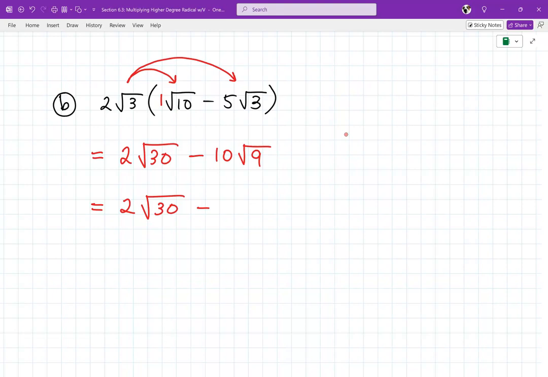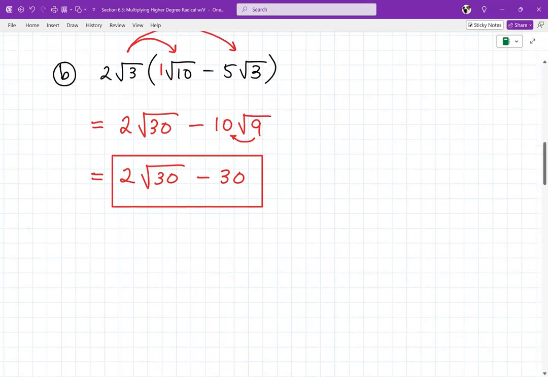Minus. Now, square root of 9, I know that. What's the square root of 9? 3. So that comes out. That becomes 30. And my answer is done. I do not combine 2 radical 30 minus 30. You cannot subtract them because they're not the same radicals. Now, if the 30 was a square root of 30, then yeah, I can combine those. But I don't need to do that. I'm done. Like I said, multiplication is way easier than division. Not that division is crazy difficult, but there's this thing called conjugates, which we'll get into, that make it a little bit more complicated. We don't have that here.